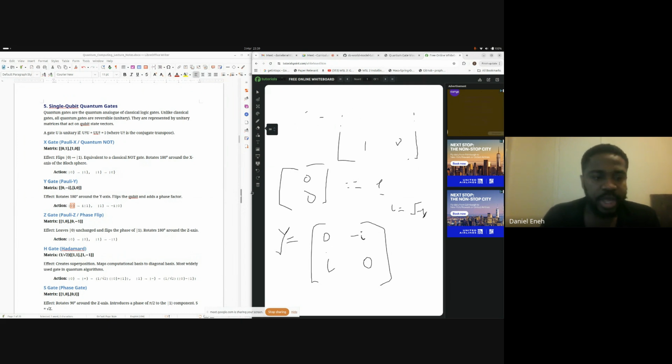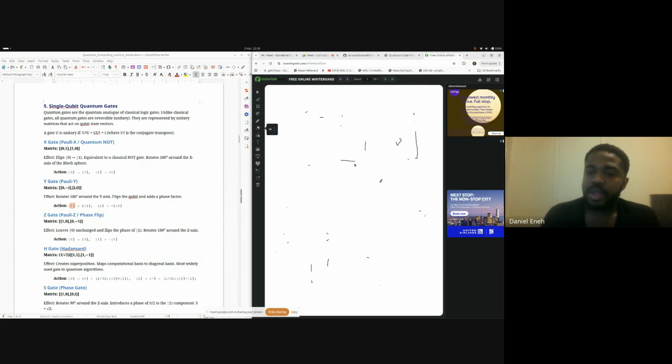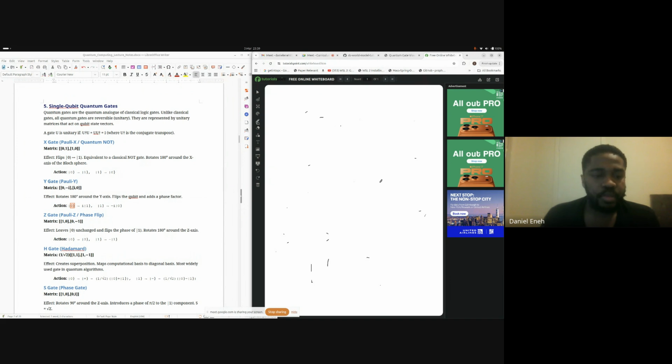So that's it for that. Now, these gates are things we need to understand very well. You have to play with those and understand the math behind it. Then I'm going to move to the next one, which is the Z gate. What the Z gate does is it leaves 0 unchanged and flips the phase of 1. So this is the matrix of the Z gate.